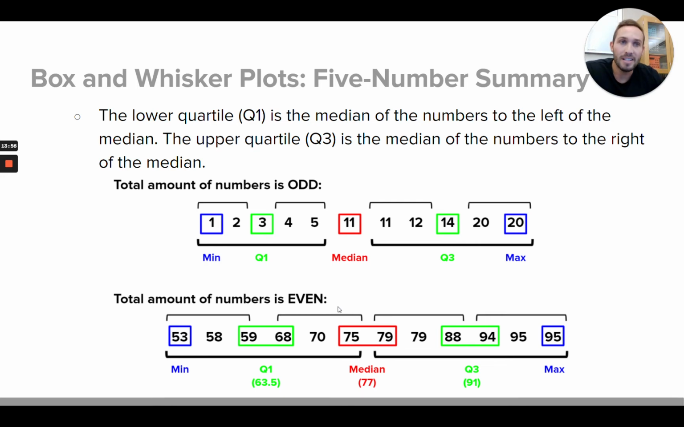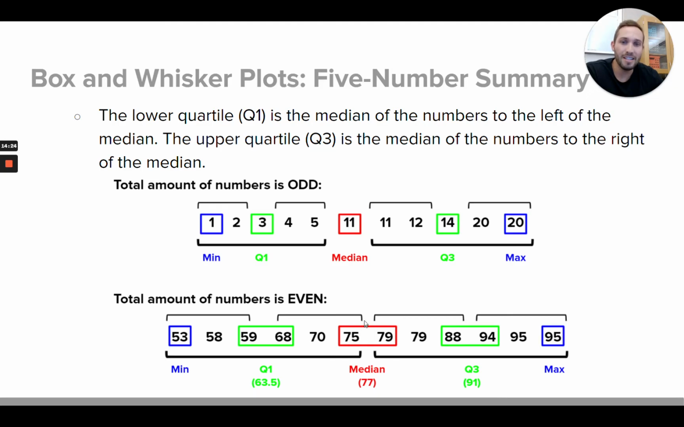Now, if the total amount of numbers is even, it becomes a little trickier. Like in this case, there's a total of 12 numbers: 1, 2, 3, 4, 5, 6, yeah, 12 numbers. So there really isn't a middle number, because right here there are 6 numbers on the left and 6 numbers on the right, but that's between 75 and 79. So what you have to do is take the average between them. You add them together and divide by 2, which would be 77. So really the median would be 77.